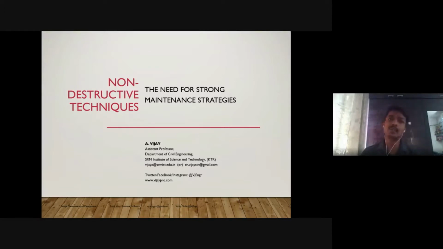NDT does have other names as well, so you can use this for your MCQs. NDT can also be called NDE or NDI. NDE means non-destructive examination or non-destructive evaluation, whereas NDI means non-destructive inspection. So non-destructive techniques can also be called non-destructive examination, non-destructive evaluation or non-destructive inspection. These are the various terms for NDT.